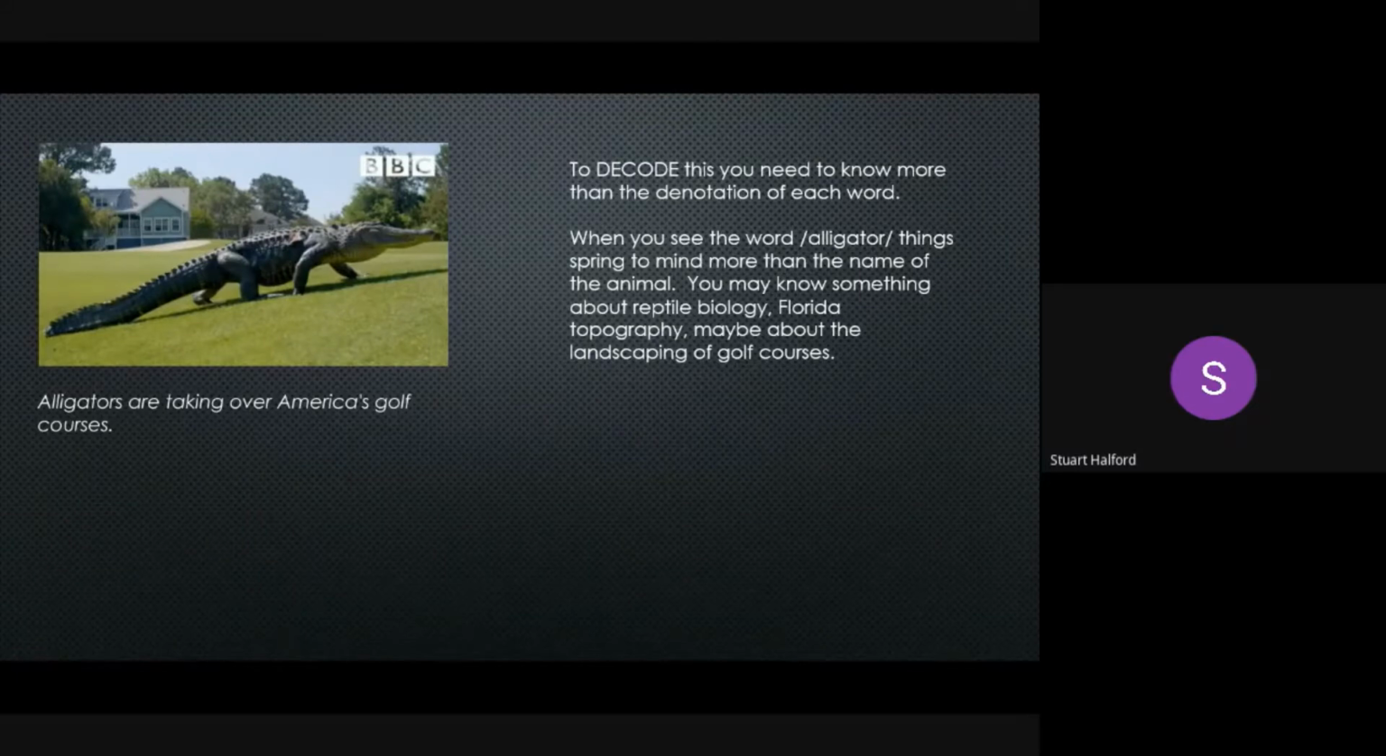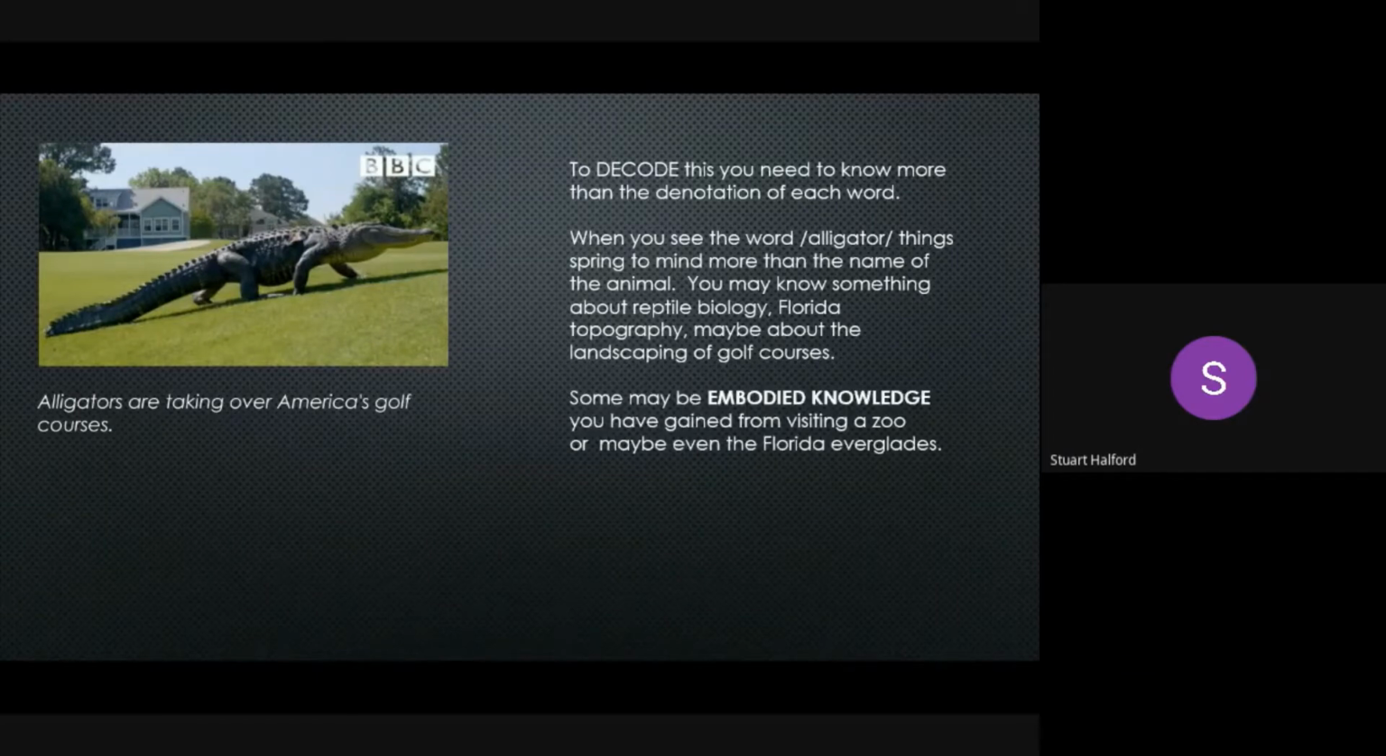This might be influenced by you knowing something about reptile biology, if you take A-level biology. It might be influenced by your knowledge of Florida's geography and topography, if you visited the place. If you're a golf player or a keen golf enthusiast, then it might be influenced by your understanding of the landscaping of golf courses. So there's a whole range of knowledge that we bring to any word.